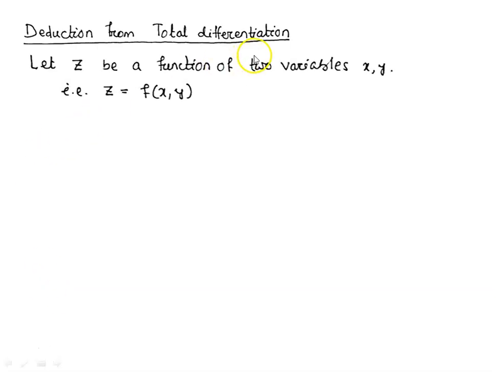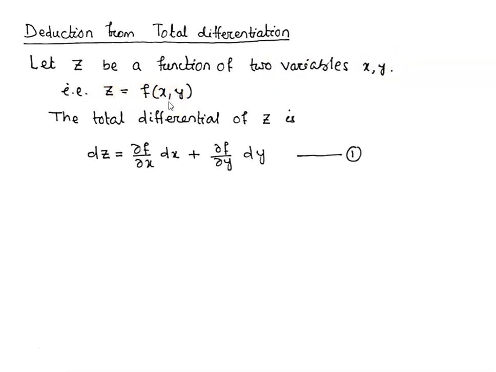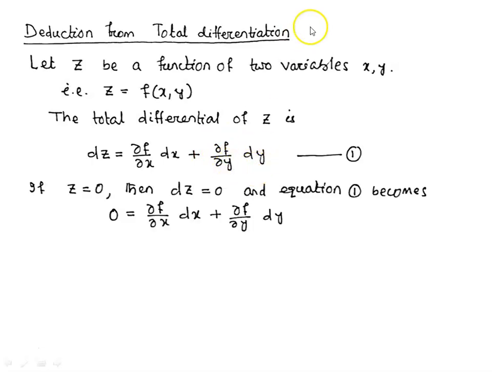Let z be a function of two variables x and y, that is z is equal to f of x, y. The total differential of z is dz is equal to partial derivative of f with respect to x into dx plus partial derivative of f with respect to y into dy. This definition of total differential of z was discussed in the last lecture.